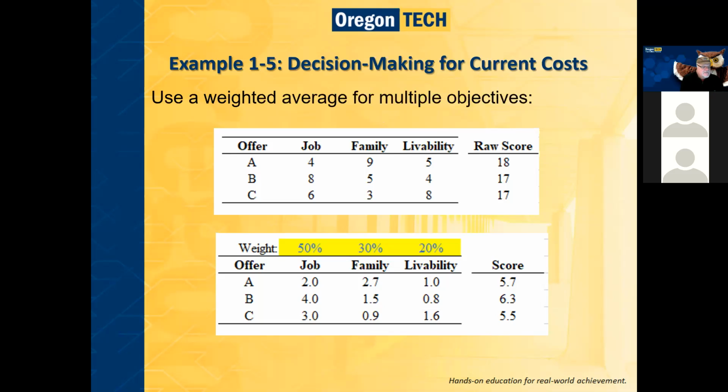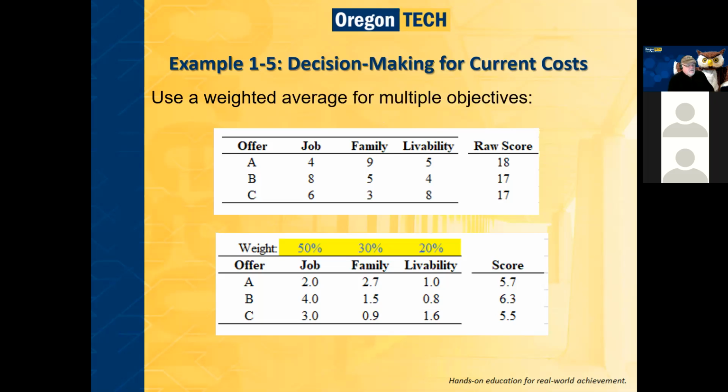So he rates job at 50%, so you do 50% times that 4 rating on job A. Family is 30%, so you do 30% times that 9 value of A on family. Similarly, 20% for livability; 20% of that 5 score on A is 1. And you do that for every level, and it goes straight out to 5.7, 6.3, and 5.5, which tells you that B is best, given how he rates things.